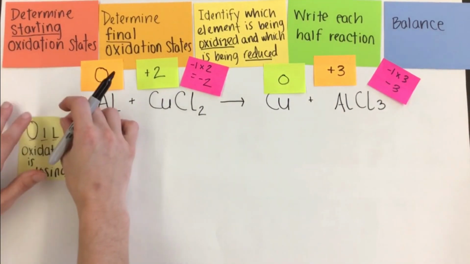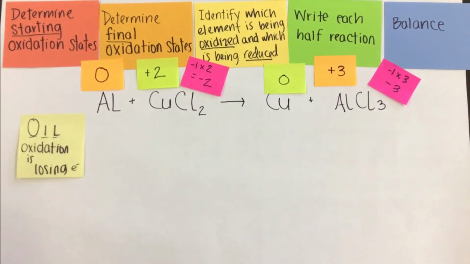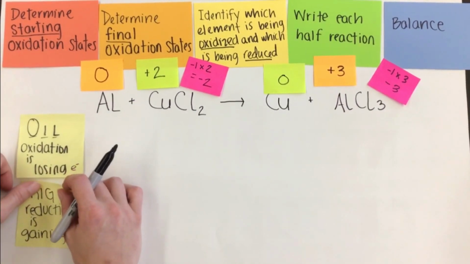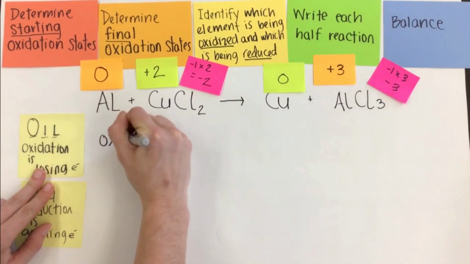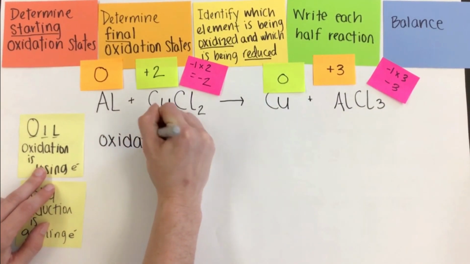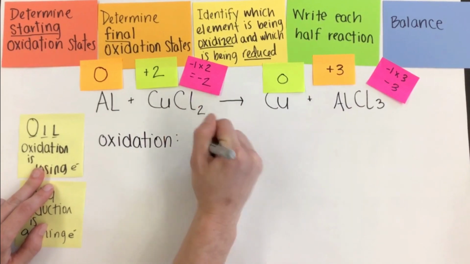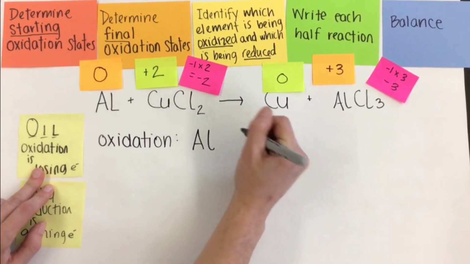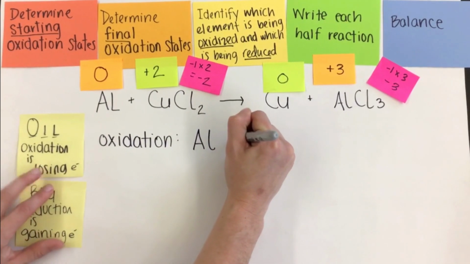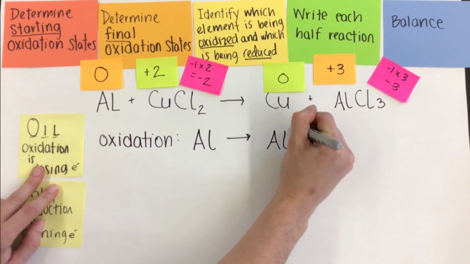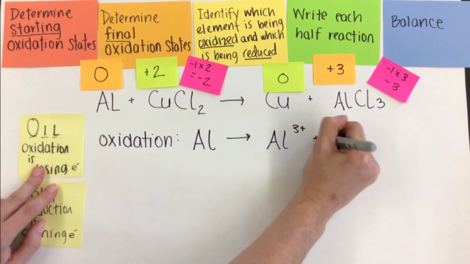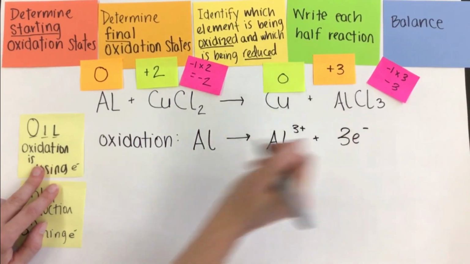Now, aluminum is going from having a charge of 0 to a charge of +3. To get a positive charge, that means aluminum must be being oxidized, or aluminum must be losing electrons. Oxidation is losing. So to write aluminum's half reaction, I'm going to write aluminum, Al, neutral, is reacting to form an aluminum 3+ ion plus 3 now free electrons.